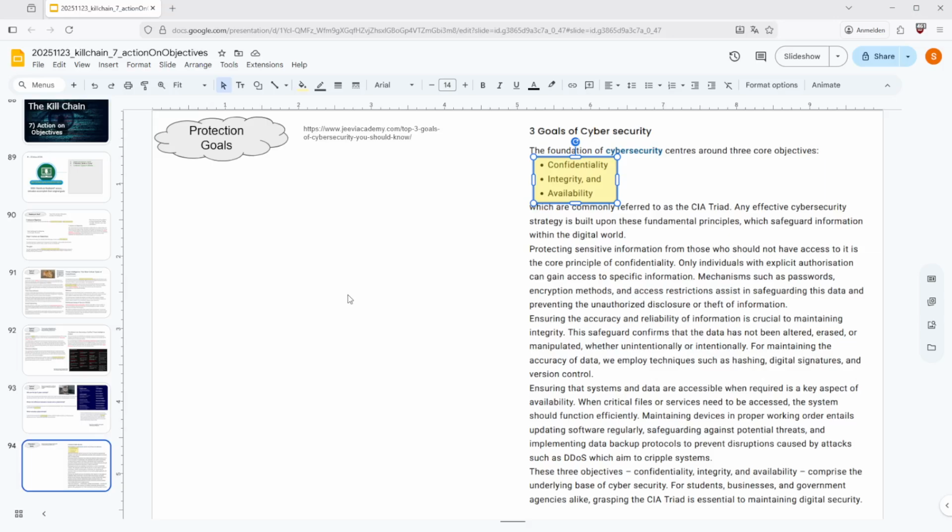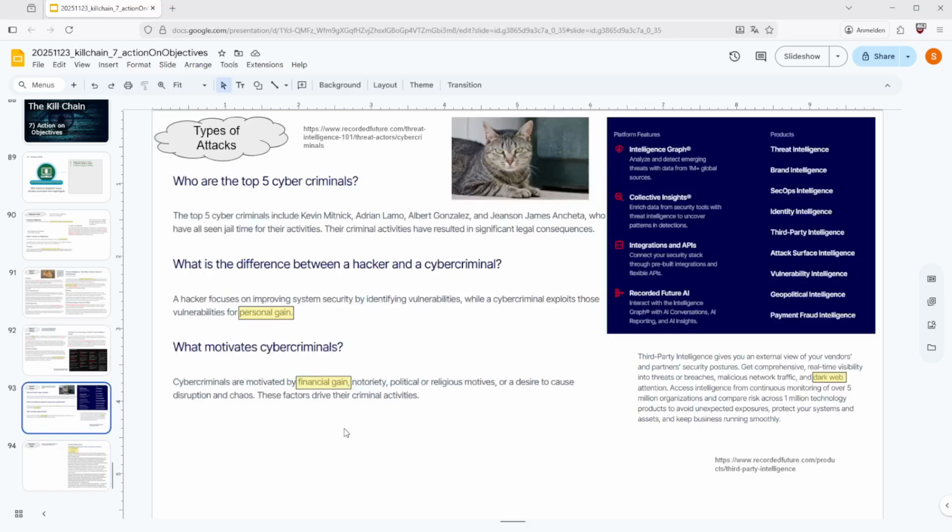By thinking about these protection goals, you can also understand what might be the goal of the hacker. So does the hacker want to disrupt your system availability? Does he want to tamper with data integrity? Or does he want to steal confidential information? That's confidentiality. And you can always map that against the motivations of a hacker that we have here.